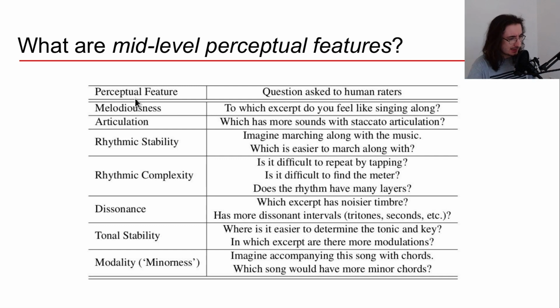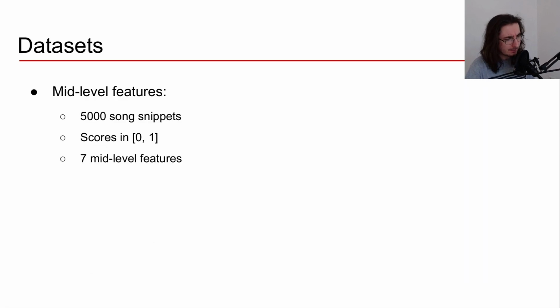Okay, so in this table, as I said, on the left-hand side you have the perceptual feature, and on the right-hand side you have questions that more or less explain the reasoning behind these features. So for example, for melodiousness, you basically respond to this question: to which extent do you feel like singing along? So how melodious this segment of the song actually is, right? Okay, so these are the mid-level perceptual features, and as you see, these are things that can be understood by non-music experts, like dissonance. Most people can tell you, yeah, this song is dissonant or it is not. Okay, so let's move on.